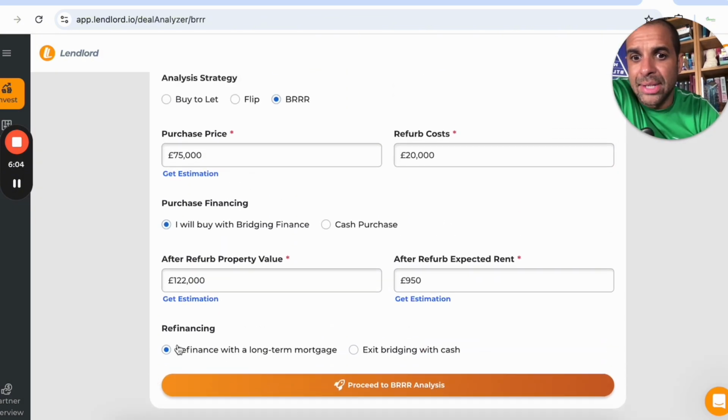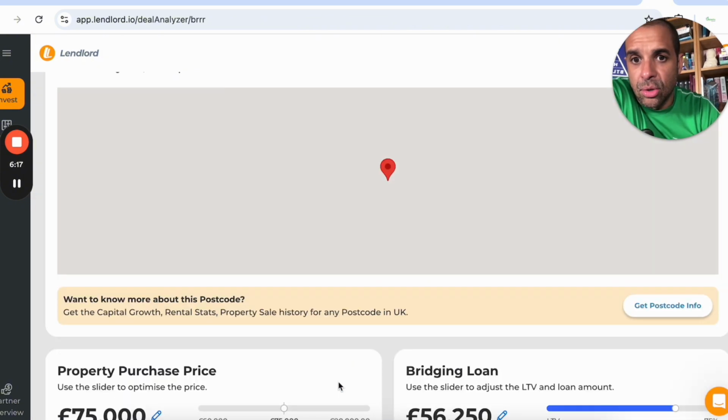What we're going to do is look at this with bridging, because this is a big cost that people don't factor in when they're figuring out their end value. And a lot of people do BRR on bridging. You can figure this out on bridging, or you can do it with cash. But let's go and look at the bridging example.